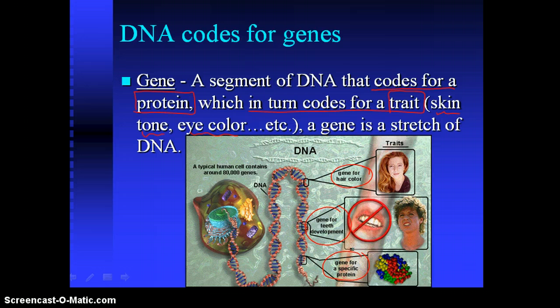And to show you how all this fits together, we have the nucleus here, DNA is inside the nucleus, showing you what that DNA looks like if we were to string it all out. And then these little spots here are codes for a specific gene, which then in turn code for a specific trait.